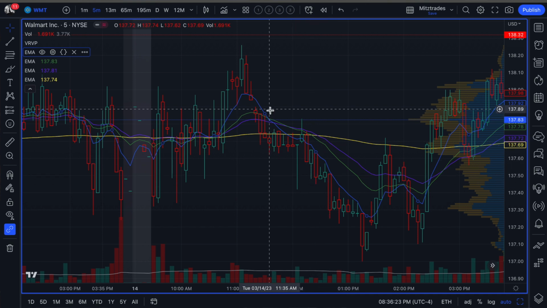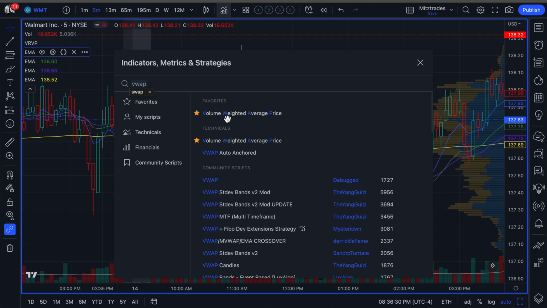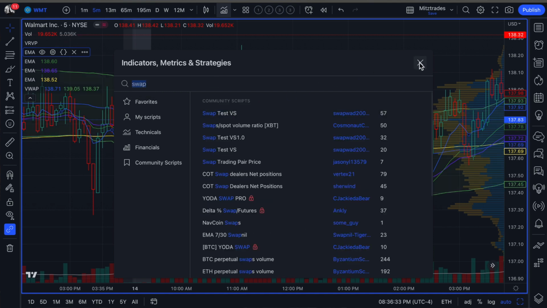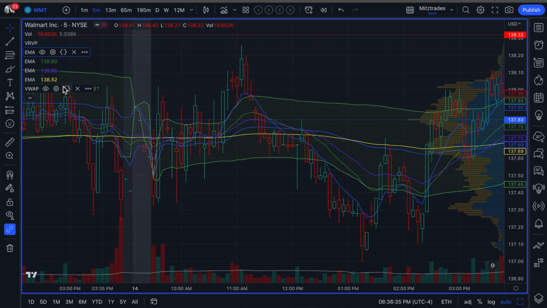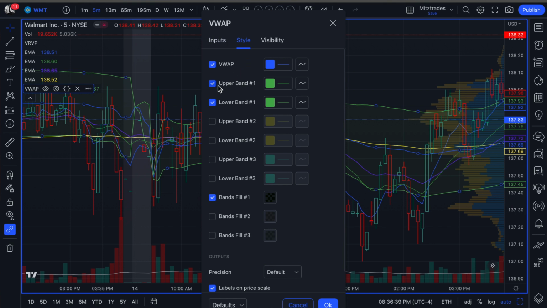The next indicator I will be talking about is the VWAP, which stands for Volume Weighted Average Price and is a popular indicator used in technical analysis of the stock market. The VWAP is a line that is plotted on your chart and represents the average price of a stock based on the volume of shares traded. You can add this indicator in the indicator section of your TradingView.